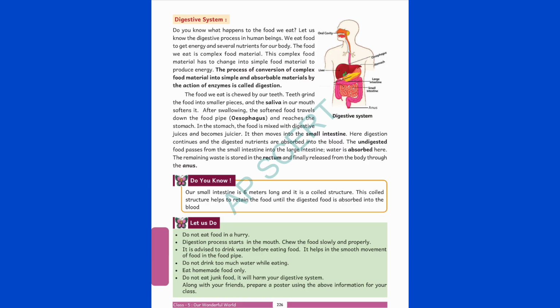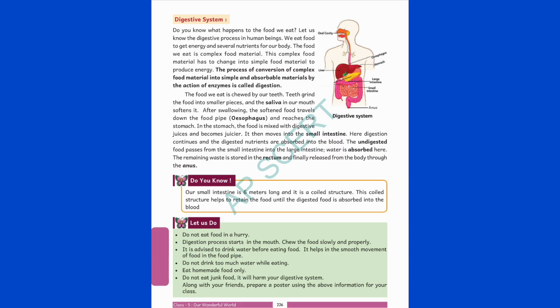Do you know? Our small intestine is 6 meters long, and it is a coiled structure. This coiled structure helps to retain the food until the digested food is absorbed into the blood. Let us not eat food in a hurry. The digestion process starts in the mouth. Chew the food slowly and properly.